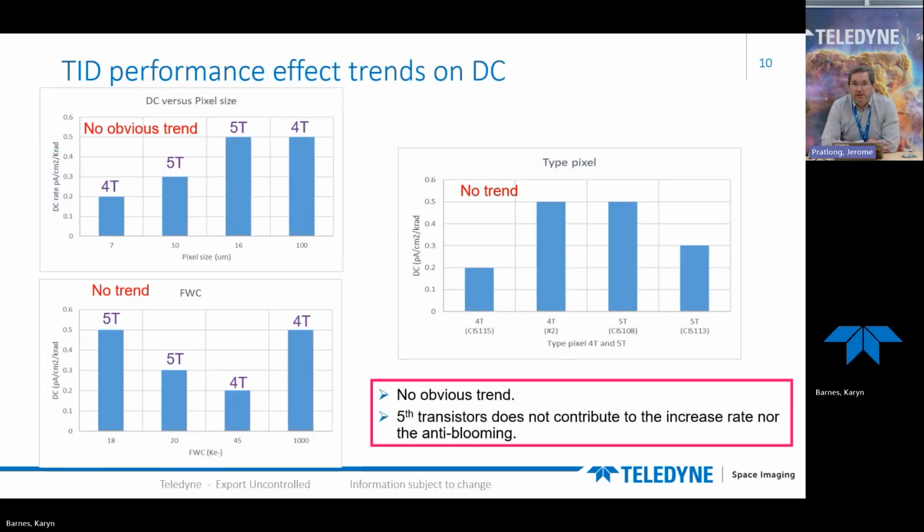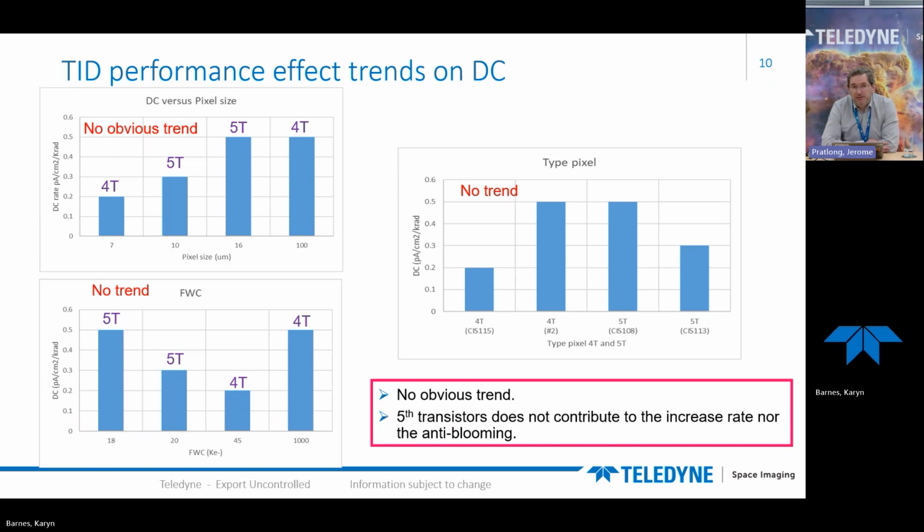Therefore, what we are left with is the impact on dark current and noise. Here is a graphical representation of the same numbers of the previous table that shows no really obvious trend between pixel size, full well capacity, or pixel type, which also means that between a 4T or 5T type transistor, there is no drawback of having a fifth transistor.